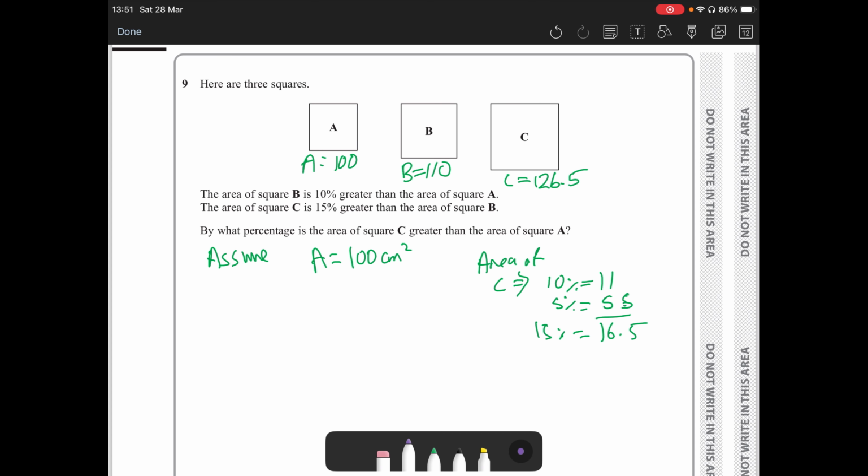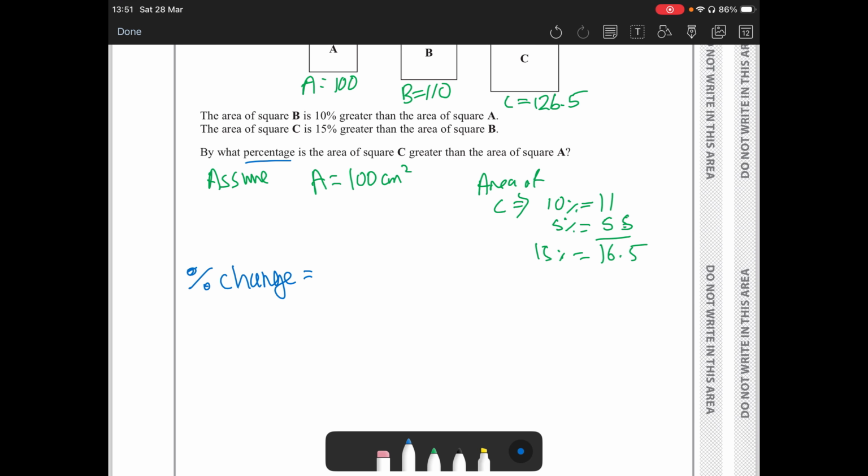So the question says, what percentage of the area of C? Wait, let me read this again because I want to get this right. By what percentage is the area of square C greater than the area of A? Well, this is a percentage change question. How much is it bigger by? Percentage change, and remember this formula, it's the difference over the original times 100.